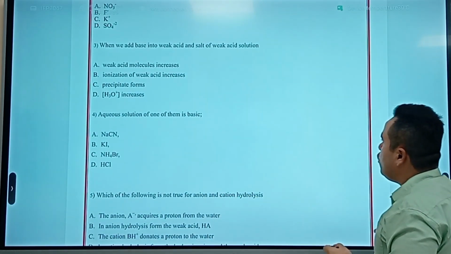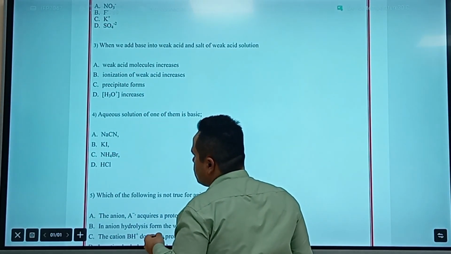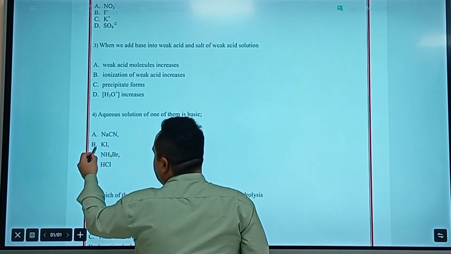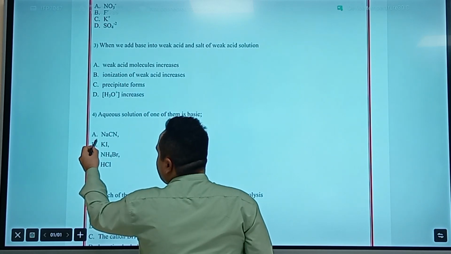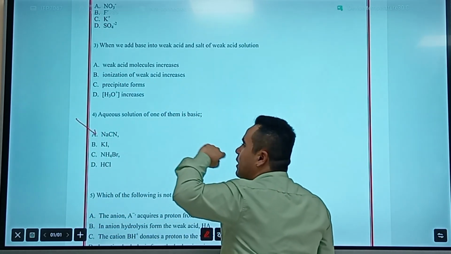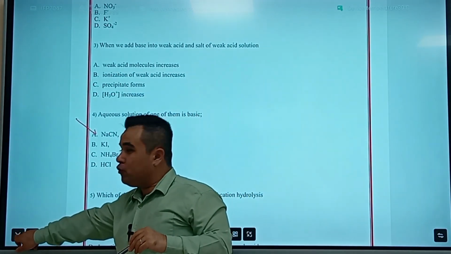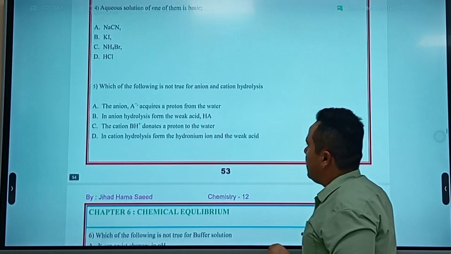Aqueous solution of one of them is basic. Which of them has a basic aqueous solution? NH4Br, NaCN. Why? Because it's a basic salt, and a basic salt undergoes anion hydrolysis and produces hydroxide.